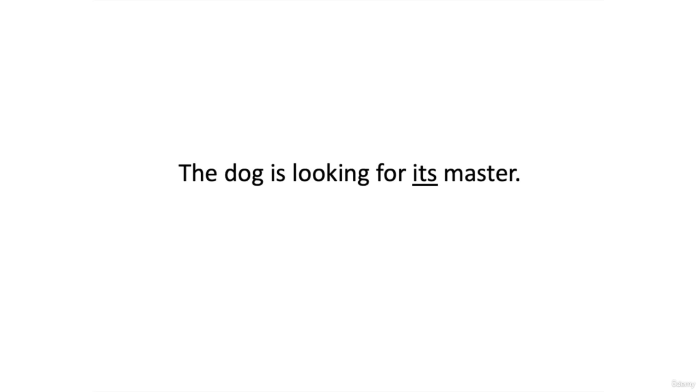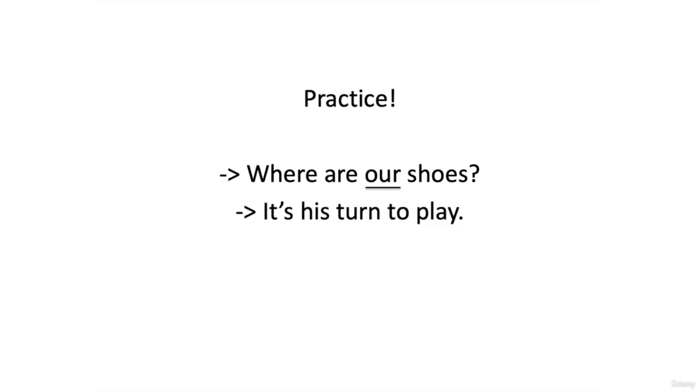Now, can you identify the possessive adjectives? Where are our shoes? The possessive adjective is our. They indicate who the shoes belong to. It's his turn to play. The possessive adjective is his. It indicates whose turn it belongs to.